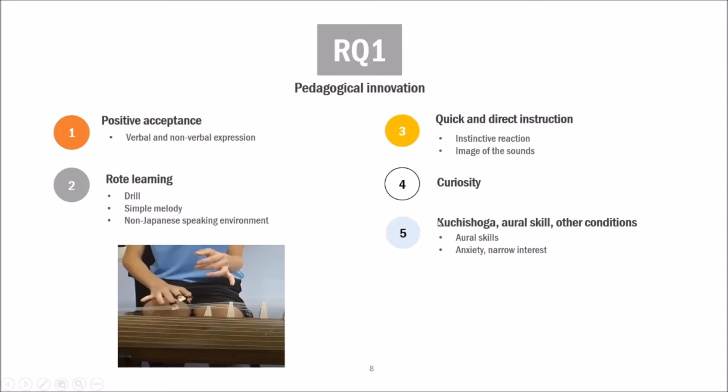Now, another positive impact that Kuchishoga gave to students' learning outcome in this research is that Kuchishoga acted as a tool to give quick and direct instruction. Given that Kuchishoga is the use of words mimicking the desired sound, students could imagine the sound quite instantly, and it also created extra curiosity in the learning.